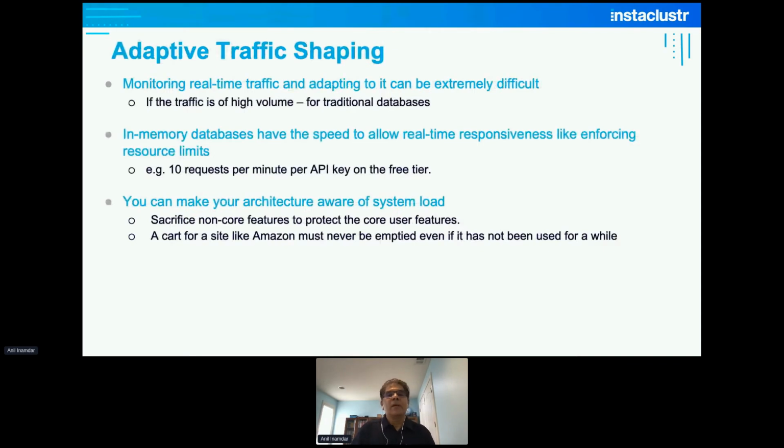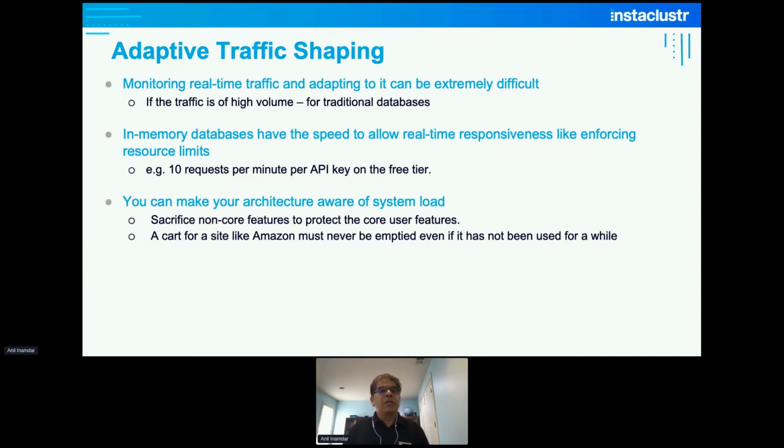Another use case is adaptive traffic shaping. Now, monitoring real-time traffic and adapting to it can be extremely difficult. And it is especially difficult if the traffic is of high volume and you're using traditional databases. So in-memory databases like Redis have the speed to allow real-time responsiveness, like enforcing resource limits. An example is 10 requests per minute per API key on the free tier, and we'll increase that to 60 requests per minute per API key for the $10 tier. And again, as the price increases, you can give better performance.